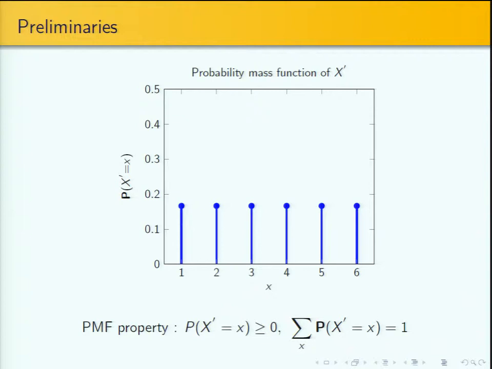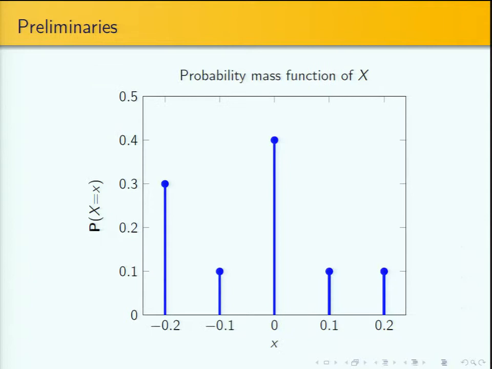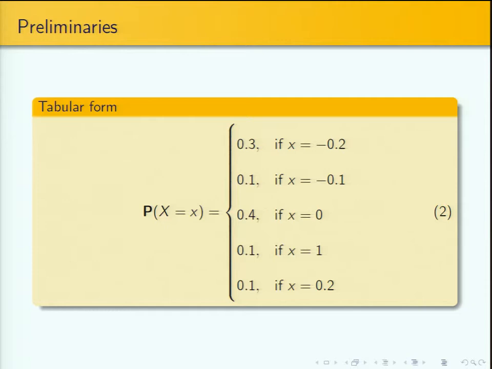Okay, good. Now this can be represented like this. Everybody is clear. The probability of taking value 1 is 1 by 6. I'm putting it in tabular form. All right. Now I'll give you another example, where the values are not necessarily 1, 2, 3, 4, but include negative values. Which value has the highest probability here? 0, okay, good. Then -0.2, etc. This is another artificially constructed example. Fine. Similarly, you have this tabular representation.